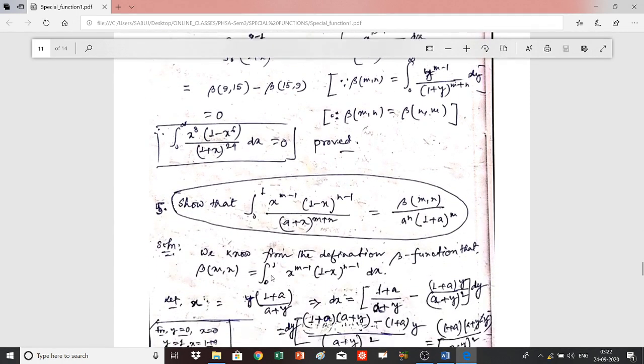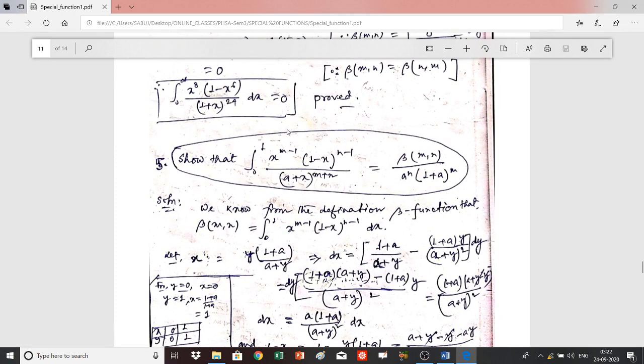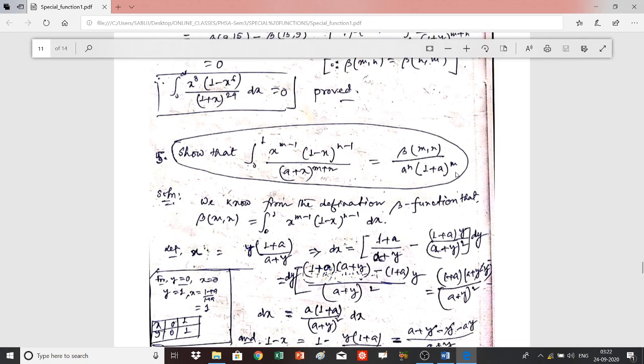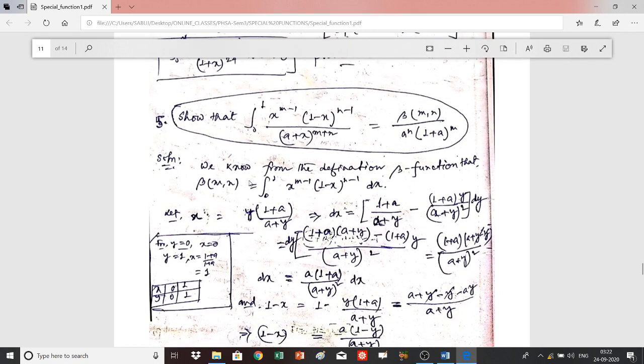Now come to another problem: show that the integral from 0 to 1 of x^(m-1)(1-x)^(n-1)/(a+x)^(m+n) dx is equal to beta(m,n) divided by a^n(1+a)^m. To solve this problem, just consider or recall the definition of the beta function, that is the integral from 0 to 1 of x^(m-1)(1-x)^(n-1) dx.